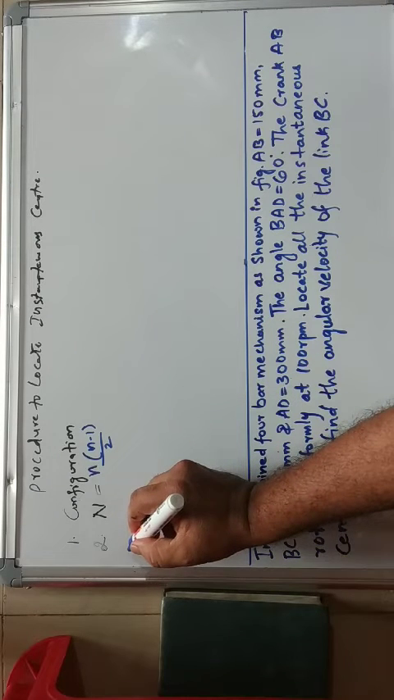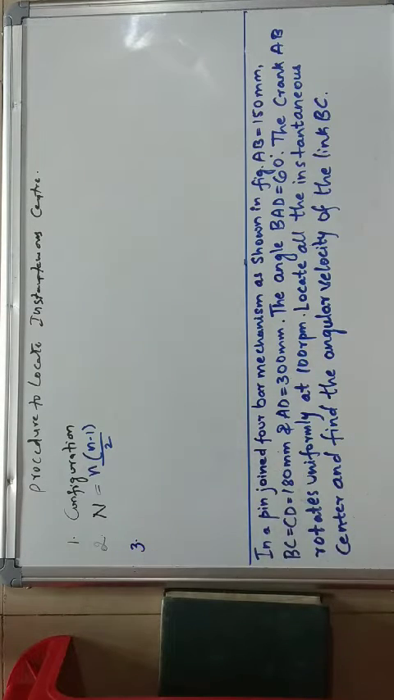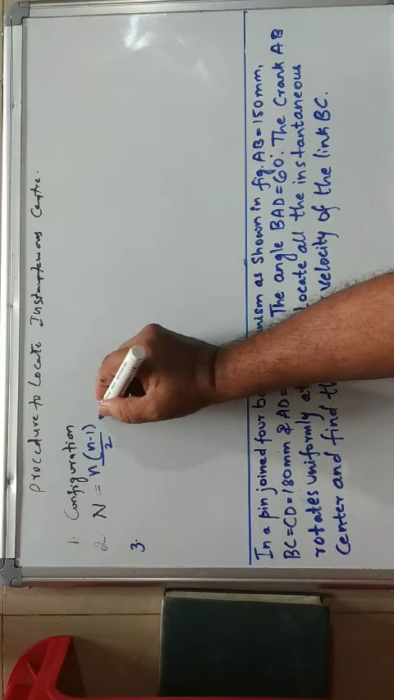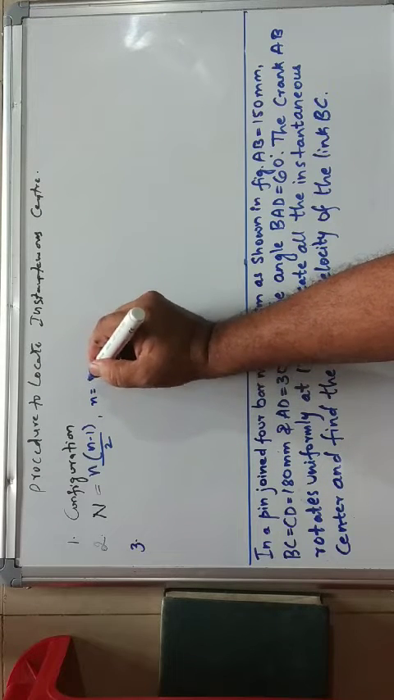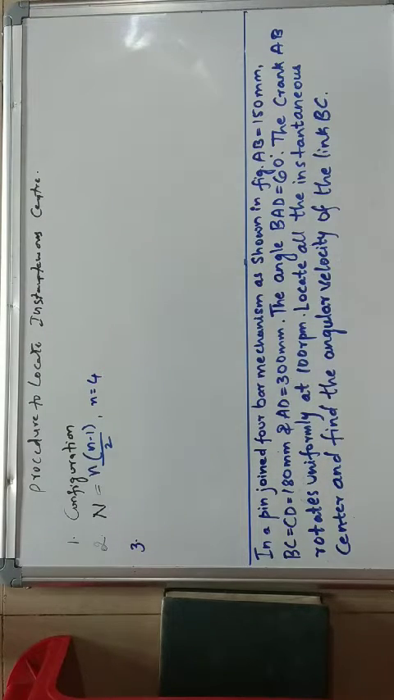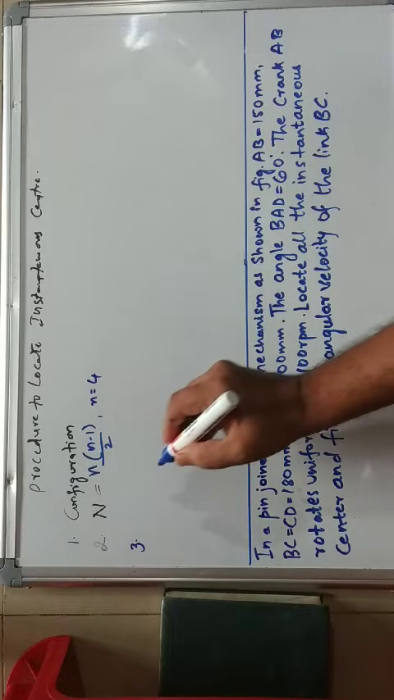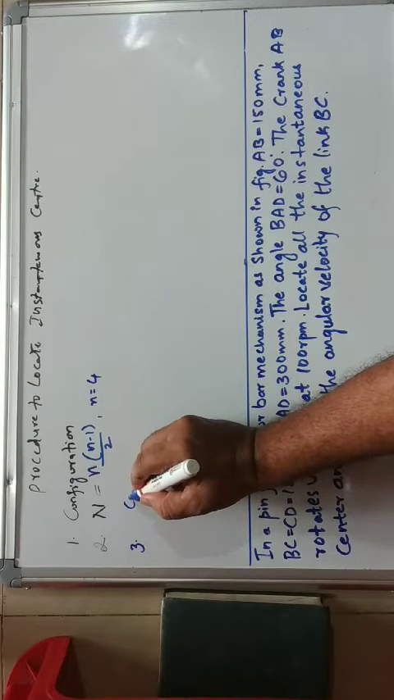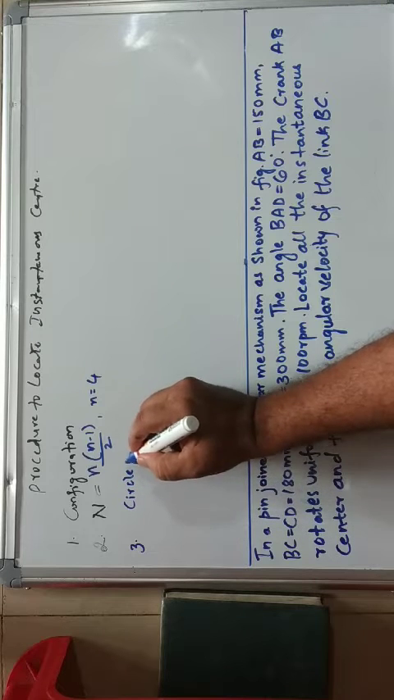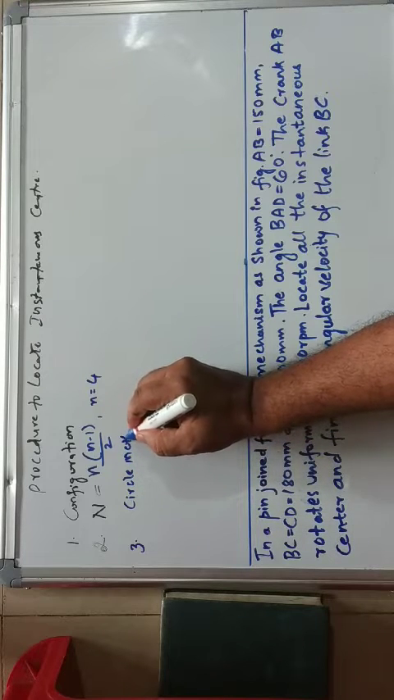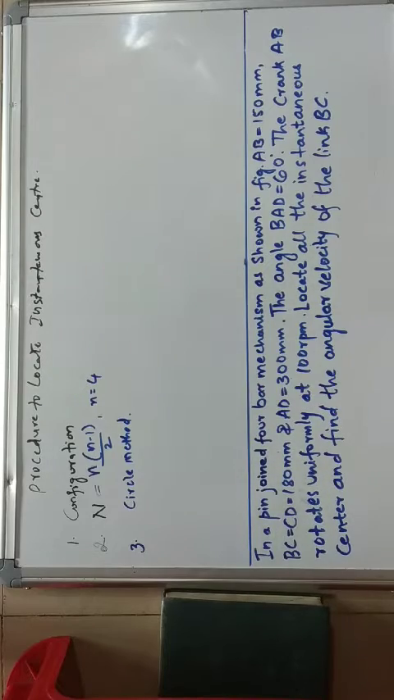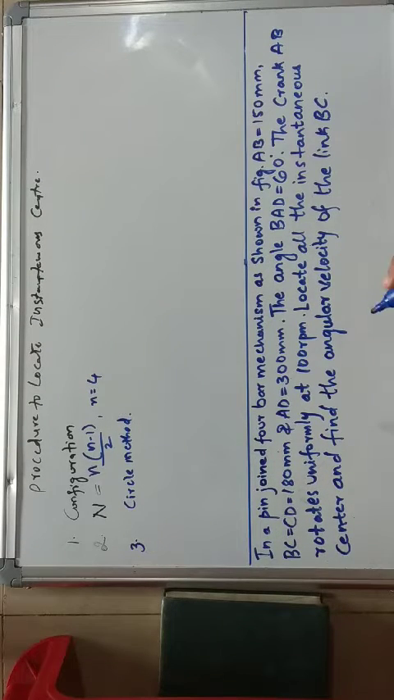The third, very important step is that we locate the instantaneous centers with the help of the circle method or bookkeeping method. What is the circle method? For example, if the number of links is 4. In the circle method, I am talking about finding out which are the instantaneous centers.